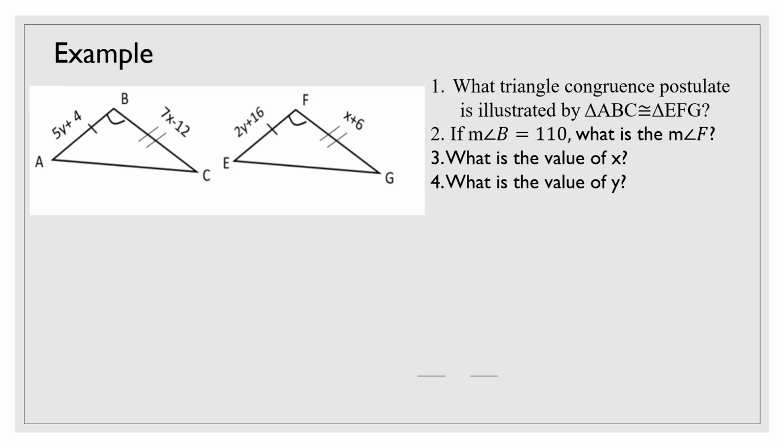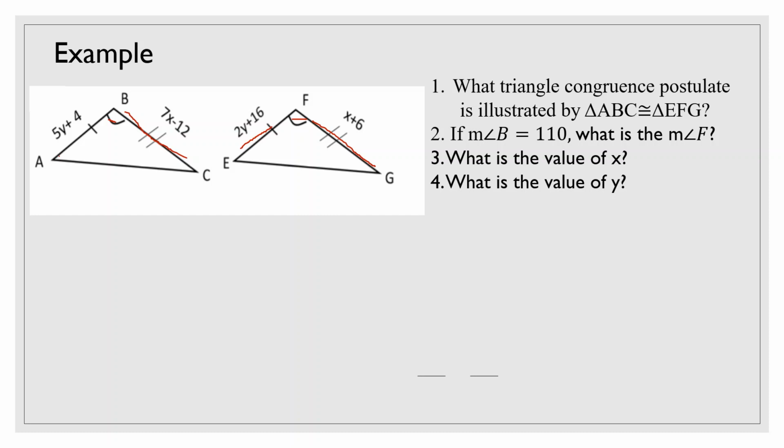For question number 1, what triangle congruence postulate is illustrated by triangle ABC congruent to triangle EFG? Okay, so tingnan natin mabuti yung ating mga figures. With the use of the tick marks, we can say that these corresponding parts are congruent. So we have AB congruent to EF. Then, angle B is congruent to angle F. Side BC is congruent to side FG.